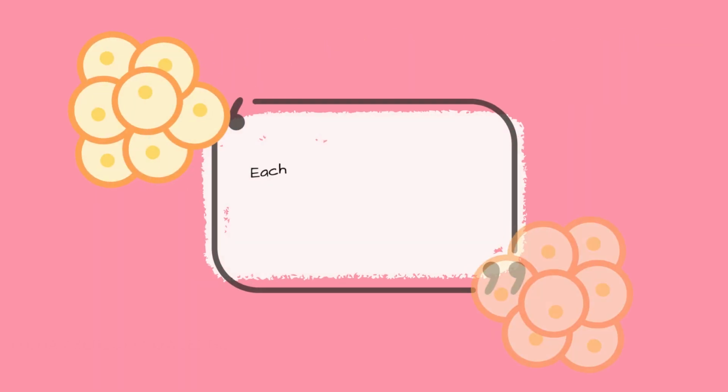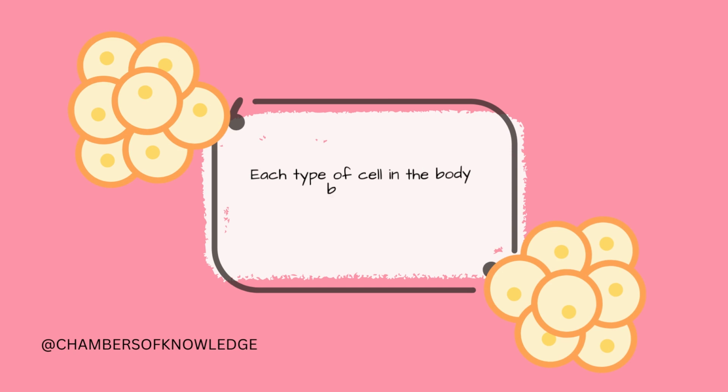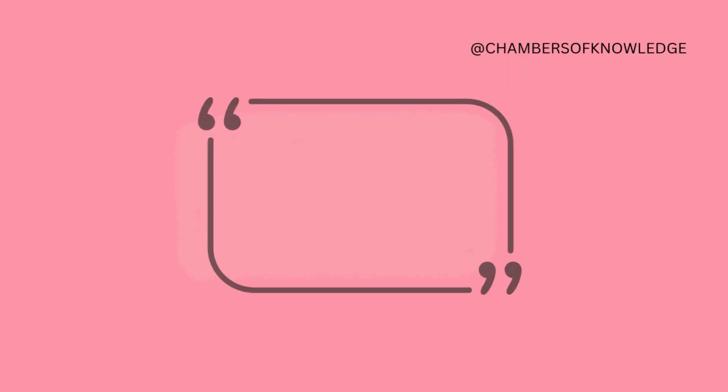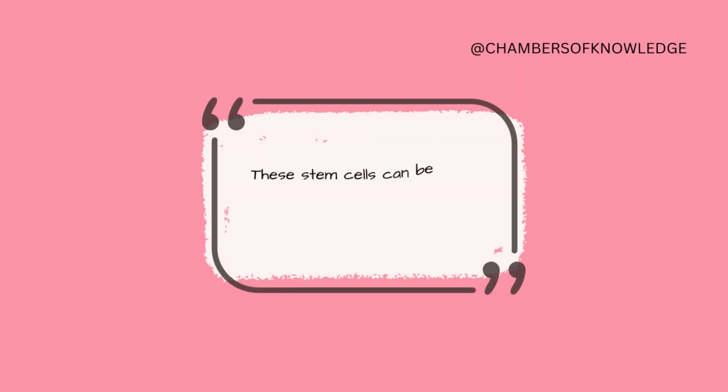This process begins with stem cells within these bones. Each type of cell within the body begins as a stem cell. Stem cells are just the immature version of the cells that function within our bodies. During the process of hematopoiesis, these stem cells become either myeloid stem cells or lymphoid stem cells.